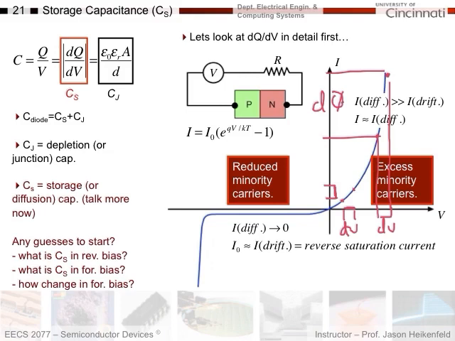My dQ is huge. And so what this is showing me is that my storage capacitance increases substantially as I increase the forward bias on a diode. So it's going to shoot up because I'm getting a larger dQ for a given dV.